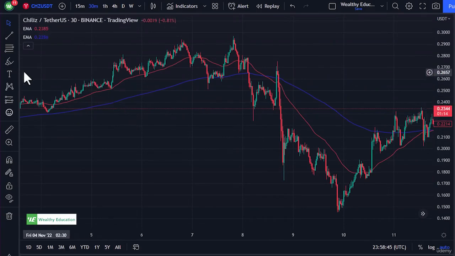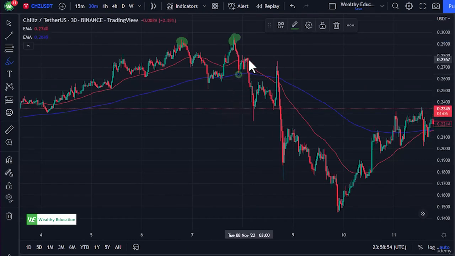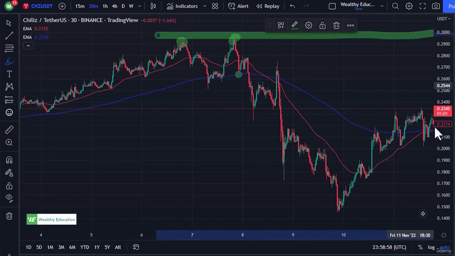So here's one in Chili's. There's a nice double top. And what do we like about it? Well, we like the fact that the moving average is crossed right afterwards. But what else we like about it is that it's right at the 30 cents level.